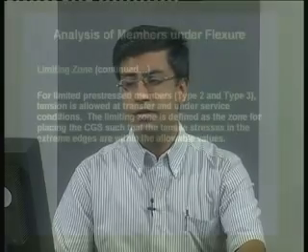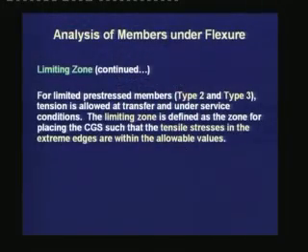For limited prestressed members, type 2 and type 3, tension is allowed at transfer and under service conditions. The limiting zone is defined as the zone for placing the CGS such that the tensile stresses in the extreme edges are within the allowable values. That means the limiting zone for type 2 or type 3 members is a bit more relaxed than the limiting zone for a type 1 member, where corresponding to the CGS being located within the limiting zone, C may be outside the Kern zones such that the tensile stress at the extreme edges is within the allowable values.